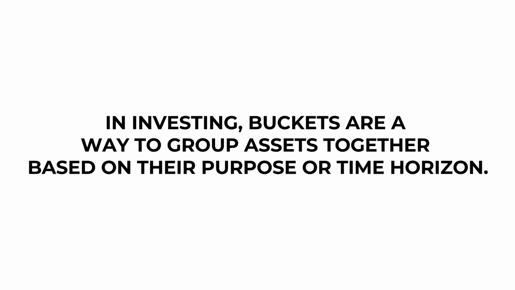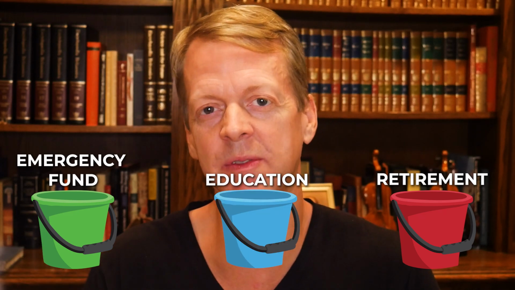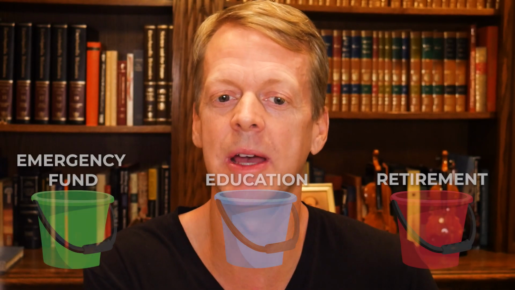In investing, buckets are a way to group assets together based on the purpose of the assets, what the money will be spent on, and when you need the money or the time horizon. Do you need it now? Do you need it in the next few months? Or is it something that you don't need for 30 years because you're saving for retirement? For example, you might have a bucket that is solely for your emergency fund, a bucket for your retirement savings, a bucket for your child's education. Those are specific purposes with a time horizon attached to it.